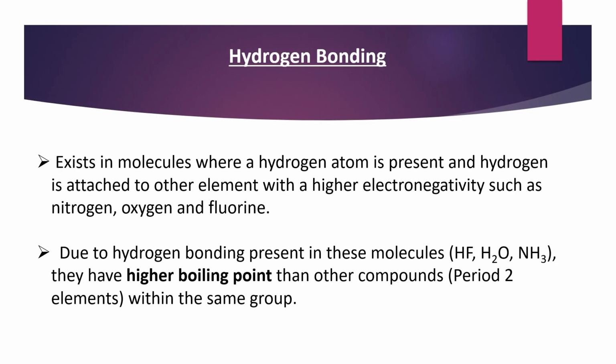Hydrogen bonding. Hydrogen bonding exists in molecules where a hydrogen atom is attached to another element with a higher electronegativity, such as nitrogen, oxygen and fluorine. Due to hydrogen bonding, molecules like hydrogen fluoride, water and NH3, ammonia, have higher boiling points than other compounds from period 2 elements within the same group.